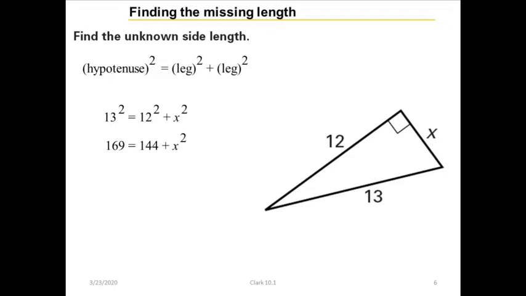So again, apply subtraction property of equality. Subtract both sides by 144. 169 minus 144, that is equal to 25. 144 minus 144, that is 0, plus x squared, you will get x squared here. Take the square root of both sides here. So x therefore equals 5.